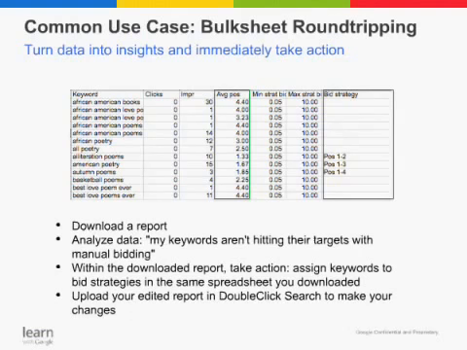So let's say you've downloaded a keyword level report and realize, gee, my keywords aren't hitting their average position targets with my manual bidding. With bulk sheet round tripping, your next thought should be, I know, I'll add these keywords into a bid strategy that will automate keyword bidding toward a goal that I set. So you can make your changes directly in the report that you downloaded by filling out the bid strategy column highlighted in the slide, and then upload that same report back into DoubleClick Search to have your changes take effect.